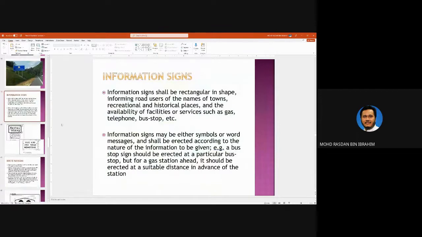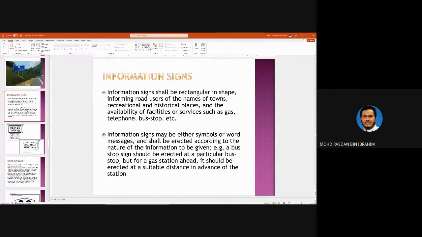Information signs. It should be rectangular, informing road users of names of towns, recreational and historical places, and the availability of facilities such as petrol stations, telephone, bus stops, and so on and so forth. It can be either words or symbols, and shall be erected according to the nature of the information.